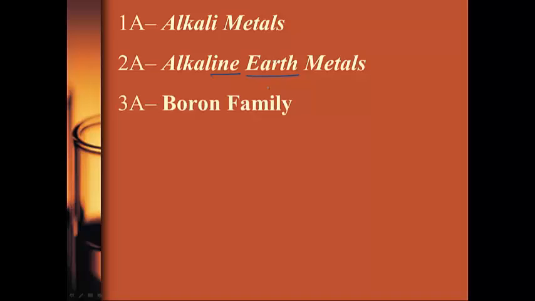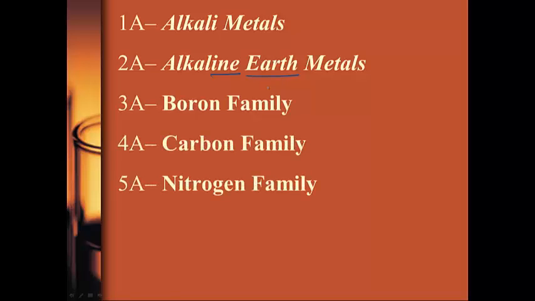Column 3A is called the boron family. 4A is the carbon family, 5A is the nitrogen family, 6A is the oxygen family. If you look on your periodic table, the one that actually has the elements in it, the top of column 3A is boron. Top of column 4A is the element carbon, top of 5A is nitrogen, top of 6A is oxygen. So it should be pretty simple for you to remember those names.